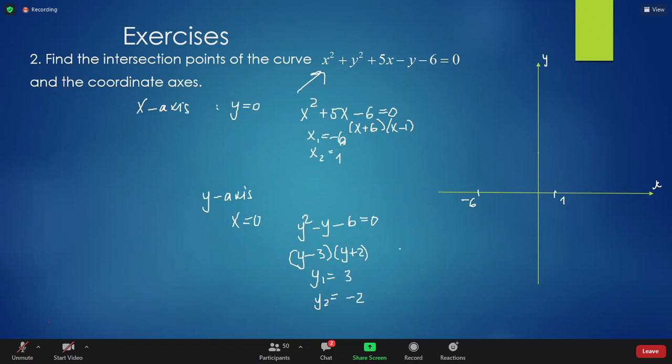So these 4 points, so the first 2 points on the x-axis have coordinates minus 6, 0, and 1, 0 on the x-axis. On the y-axis, the first coordinate is 0, and y is 3. First coordinate 0, and y is minus 2. So find the intersection points means you have to give both coordinates. So this would be the answer for the x-axis and for the y-axis.